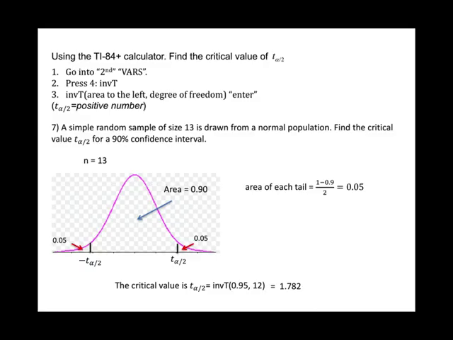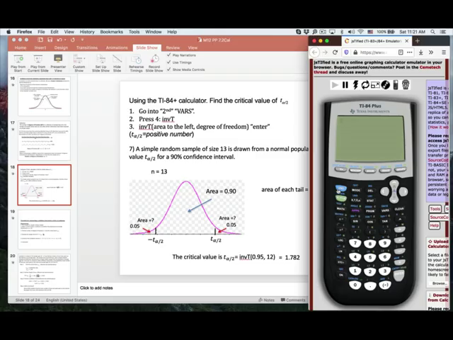Okay, let me show you guys with the calculator. Second bars, you're going to see the number for inverse T. Enter, area from the left, 0.95, comma, and then degree of freedom, n minus 1, which is going to be 12. Enter. You can see my calculator is running right now, 1.782. Okay, 1.782.